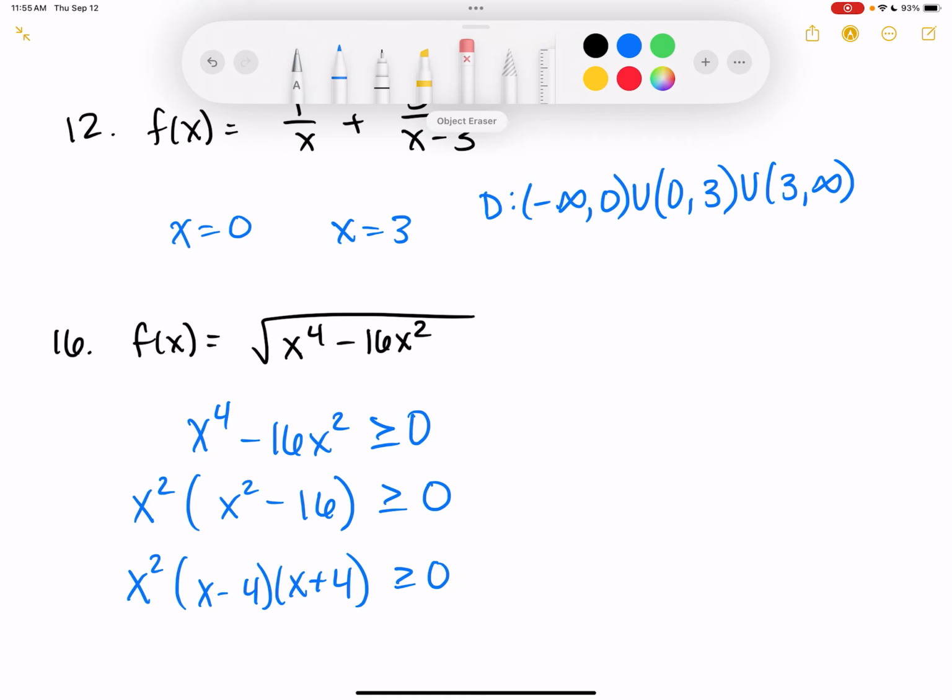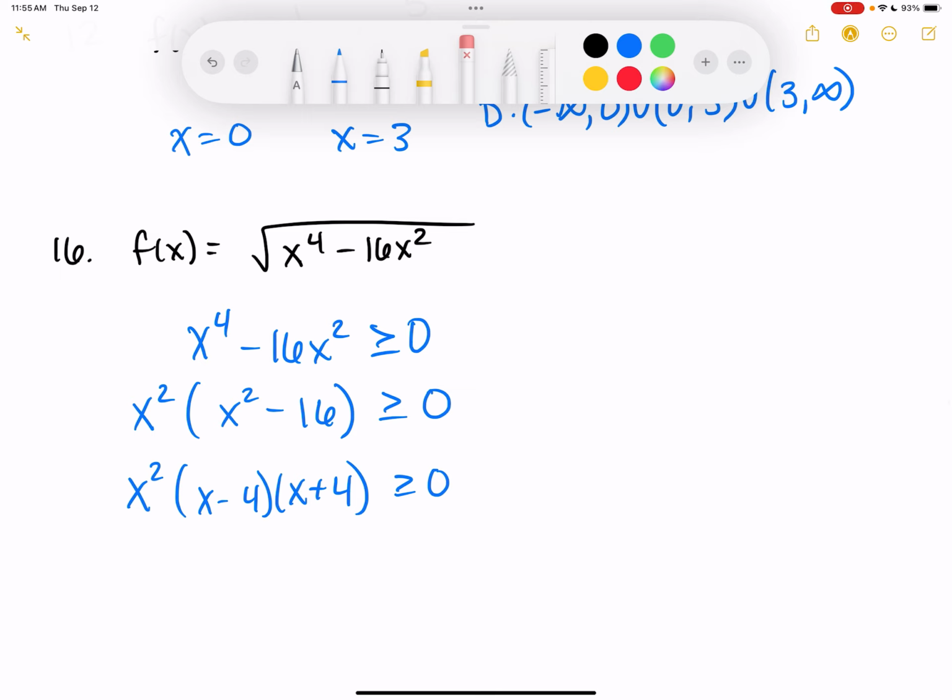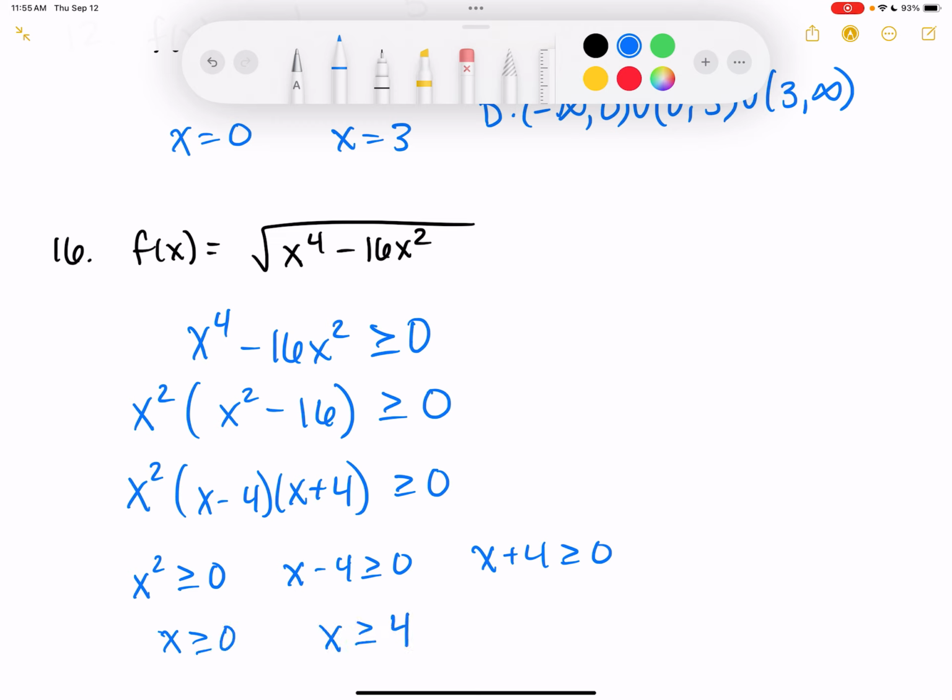Now I split up each piece. So x squared is greater than or equal to 0. x minus 4 is greater than or equal to 0. x plus 4 is greater than or equal to 0. So I have x greater than or equal to 0, x greater than or equal to 4, x greater than or equal to negative 4.